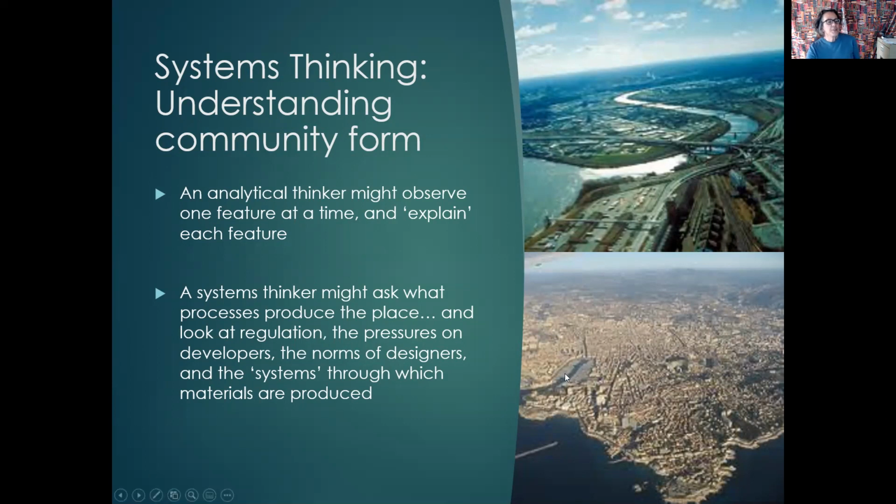A systems thinker might ask, what are the forces that produce this place? How do these areas come to be separated? What role does regulation play? What role does soil play? What role does the flooding regime play in how these areas come to be in the arrangement that they are, and the community has the system functions that it does?